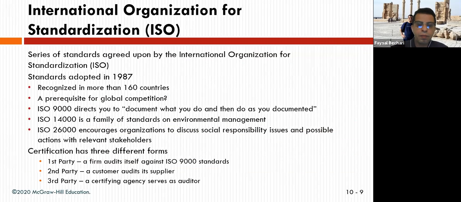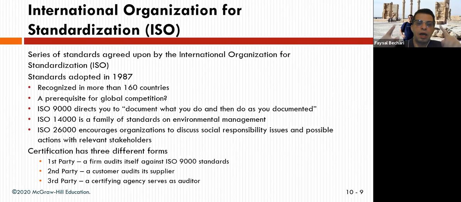Now, we're not going to talk about ISOs a lot, but we're going to touch on the ISOs. ISO stands for International Organization for Standardization. There are so many of them, but the most famous one started in 1987. And now it's recognized by 160 countries.